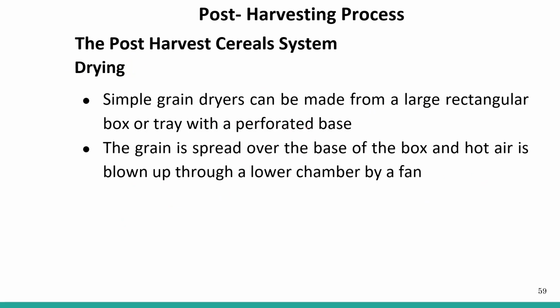Simple grain dryers can be made from a large rectangular box or tray with a perforated base. From the base, the dry heated air reaches the grains and makes the seed dry. The grain is spread over the base of the box and hot air is blown up through the lower chamber by a fan.